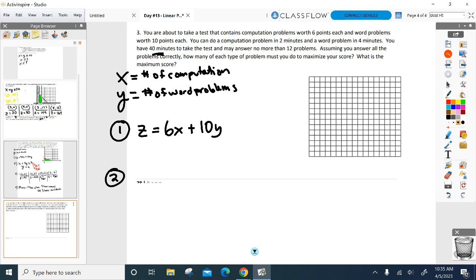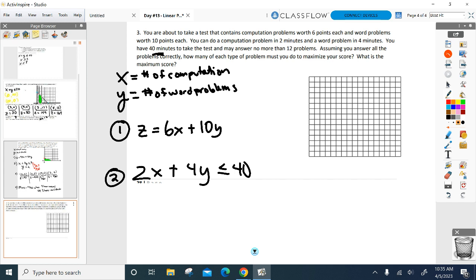What do we have? Taking a stab at this? So I don't have to go to the numbers here. Nick, what do you got there? 2x plus 4y is less than or equal to 40. Yep, 2x plus 4y. Those are the minutes. Can't go more than 40, so less than or equal to 40. Good deal.